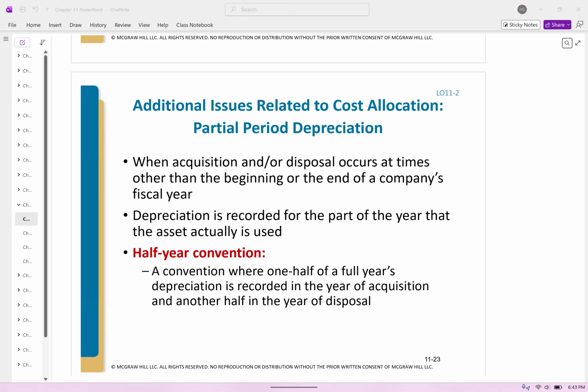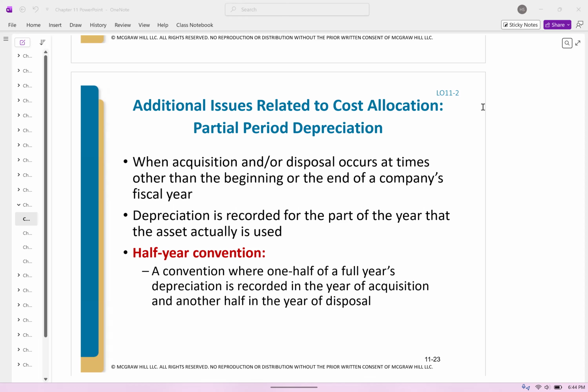All right, we are still on chapter 11. We're on the second video. So the next thing we're going to talk about is any additional issues related to cost allocation and partial period depreciation. Some businesses will just set a standard, like if they bought an asset within the first 6 months of the year, they'll just do a half year convention.